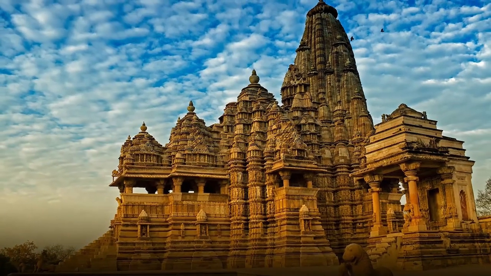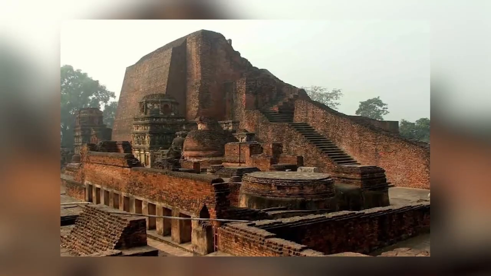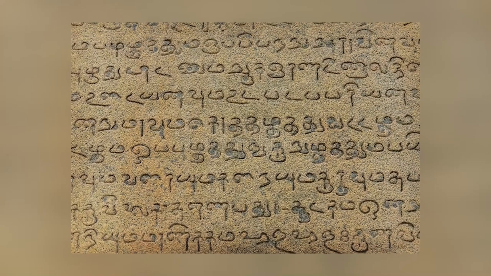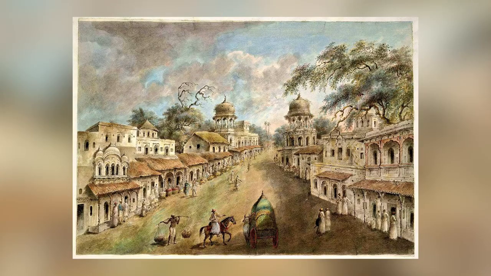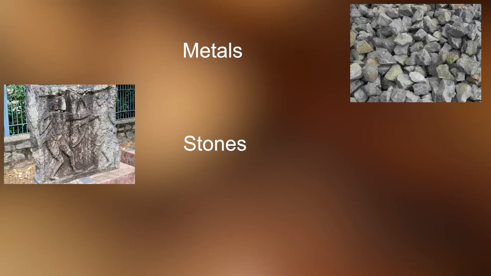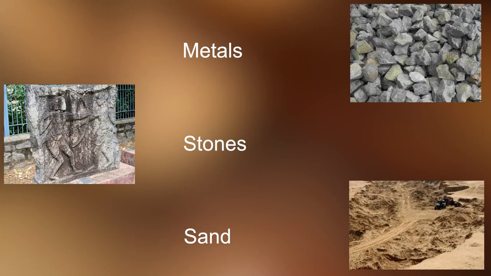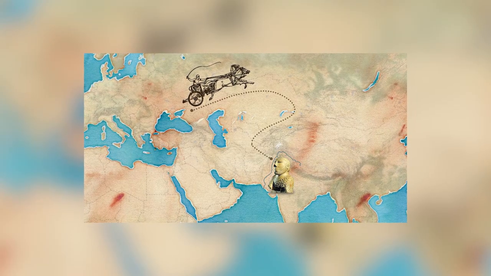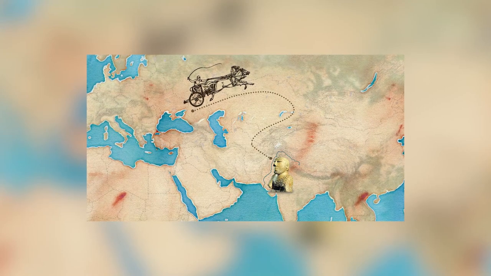Apart from this, the temples, cave temples, universities of ancient India, the coins, stone inscriptions, sculptures and paintings, the ruins of the old towns and metal, stones, rocks and sand also speak a lot about the culture and civilization of India. According to Bhagavad Purana's 7th chapter, the Aryans were spread all over the globe.